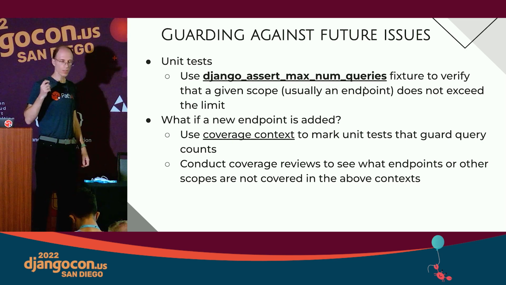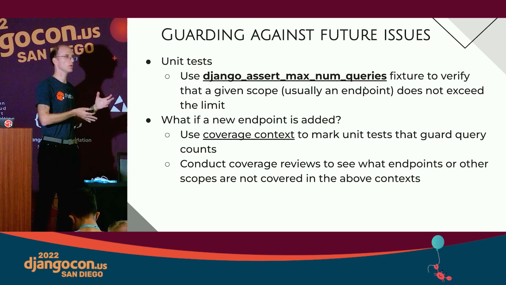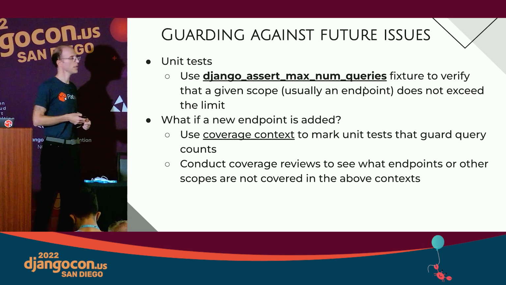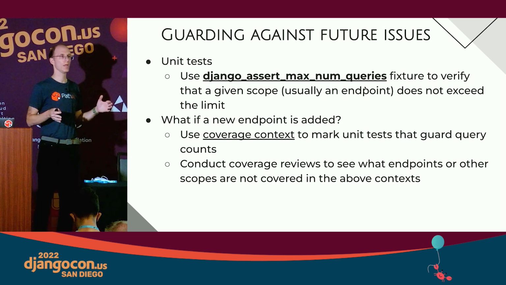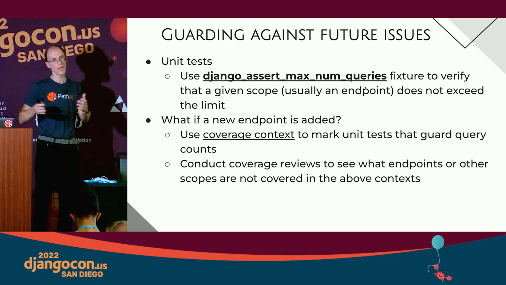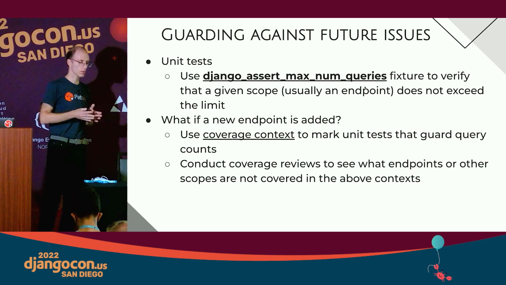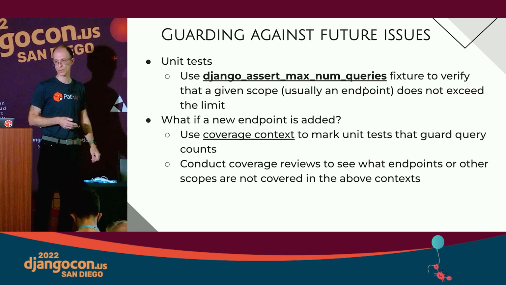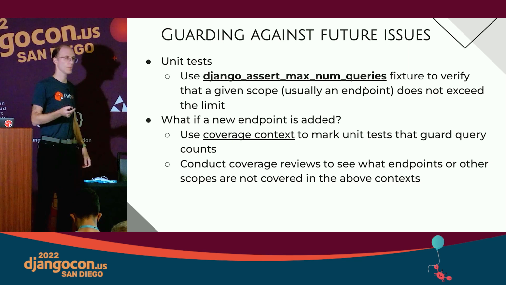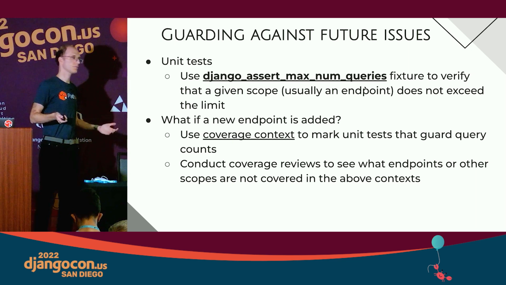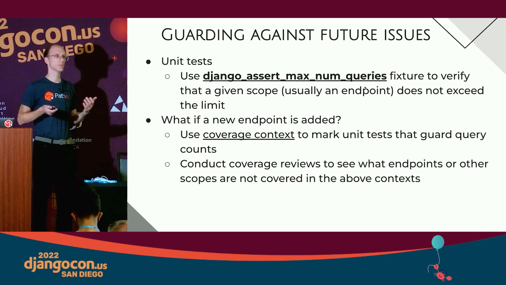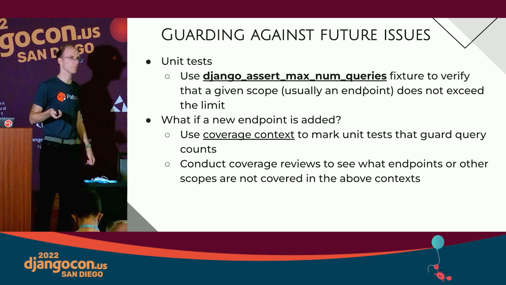So write those unit tests particularly in those endpoints where you feel like you may end up introducing more queries over time. And you probably want to write those tests in a way that will exercise them against many objects, so that, again, you can observe if there's a linear increase suddenly getting introduced. So with that, you get some protection. And then, well, what if some new endpoint gets added and then you forget to write a test? That's also a problem.